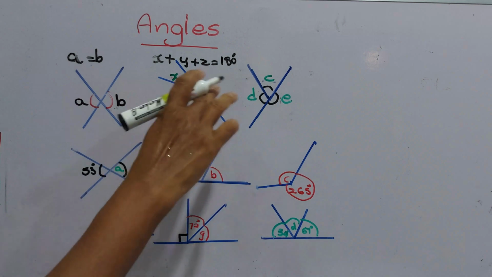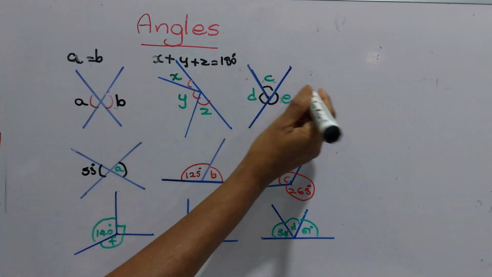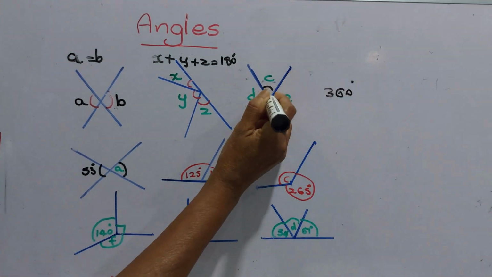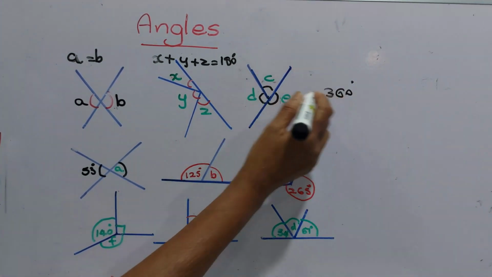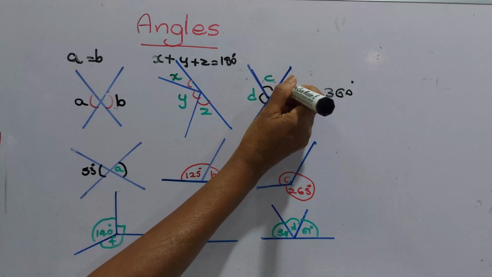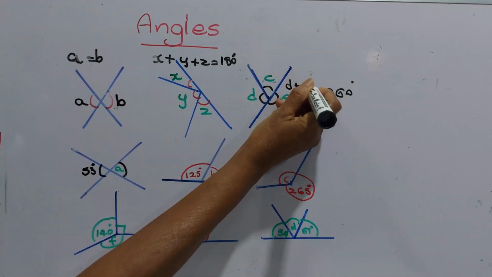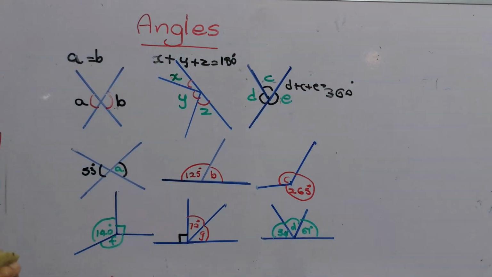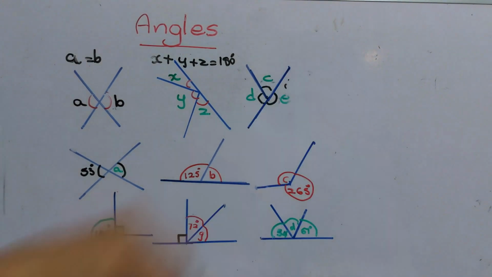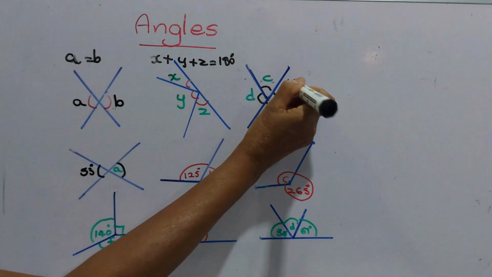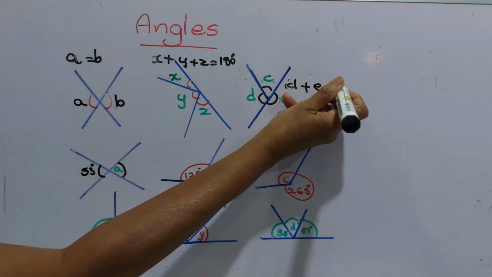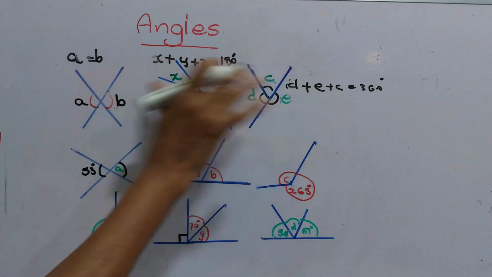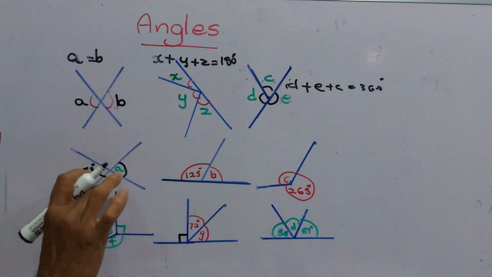Angles at a point add to 360. This is the point. What are the angles here? D plus C plus E equals 360. D plus E plus C equals 360. These are the 3 points we must know to calculate unknown angles.